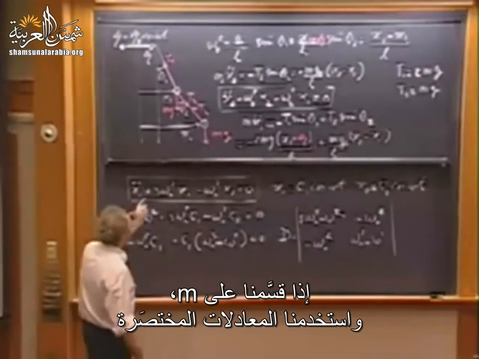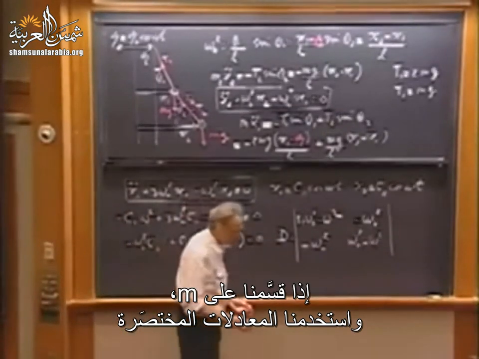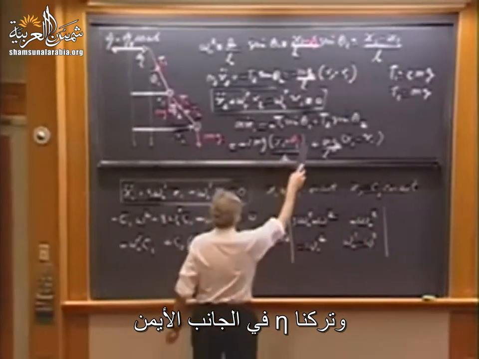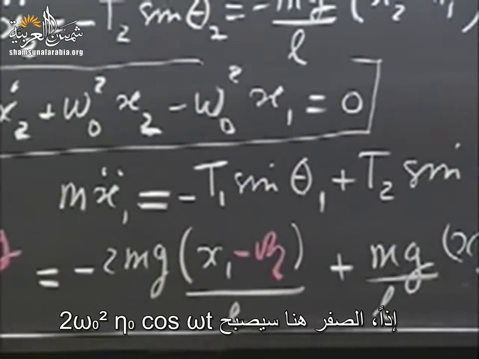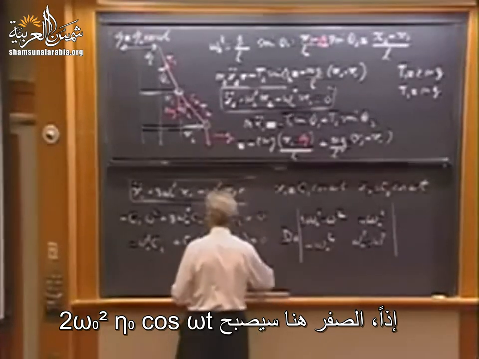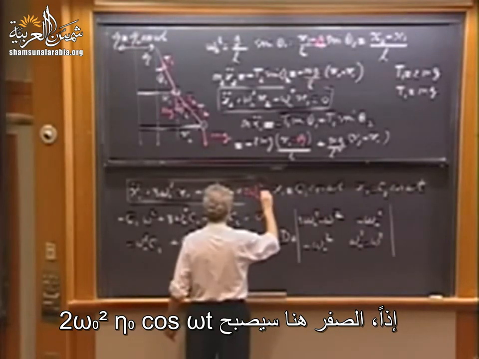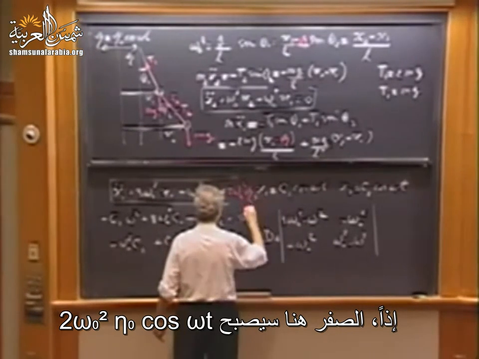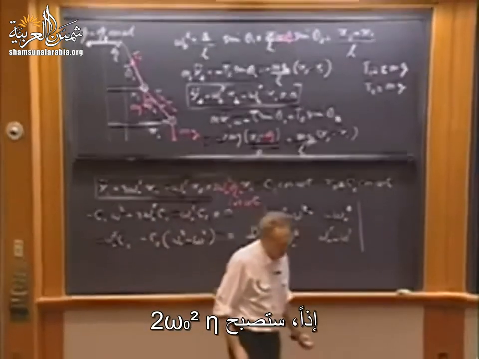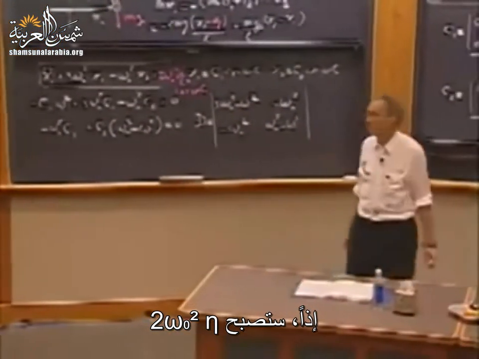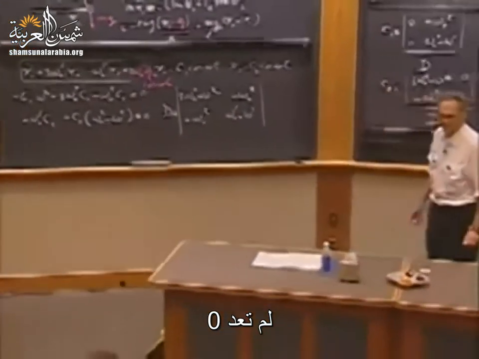Well, if now you divide m out, and you're going to use the shorthand notation, then leaving eta on the right side, which is nice to do, you get minus eta. So this 0 now becomes 2 omega 0 squared times eta 0 times the cosine of omega t. It becomes 2 omega 0 squared times eta. You see, 2. So it is no longer a 0.